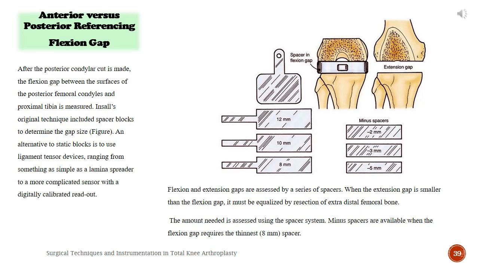An alternative to static blocks is to use ligament tensor devices, ranging from something as simple as a laminar spreader to a more complicated sensor with a digitally calibrated readout. Figure. Flexion and extension gaps are assessed by a series of spacers. When the extension gap is smaller than the flexion gap, it must be equalized by resection of the extra distal femoral bone. The amount needed is assessed using the spacer system. Minus spacers are available when the flexion gap requires the thinnest, 8 mm, spacer.